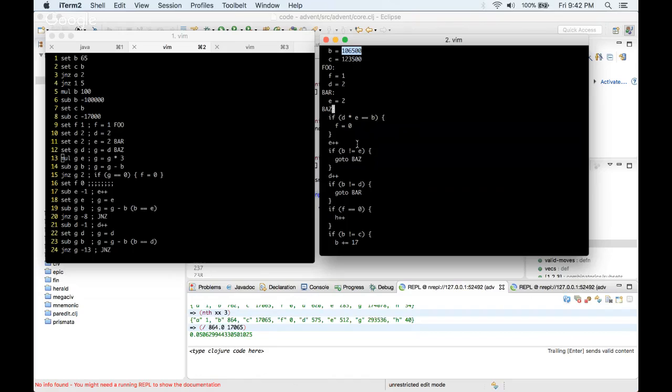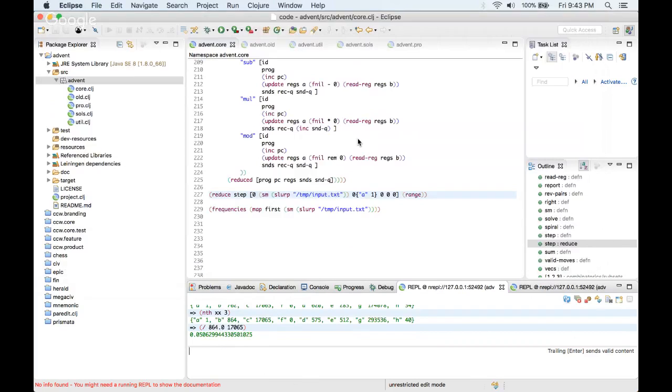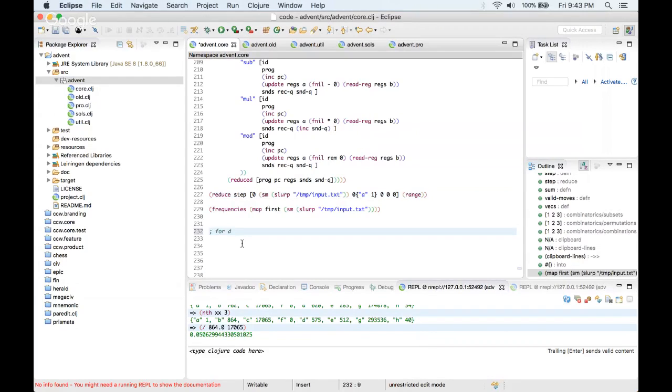And then do it 1,000 times. So what is the point of doing this 1,000 times? Okay. So this is kind of like for D in 2 all the way up to B, for E in 2 all the way up to B. Does D times E equal B? All right, and then what is the outer loop of all this?